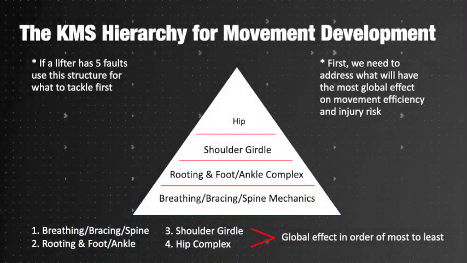And you'll notice in this story, what did I start with? Breathing, bracing, trunk stability. And that is the top of the hierarchy for movement development, or our hierarchy for movement pattern intervention, however you want to verbalize it. Top of the hierarchy is breathing, bracing, and spine mechanics, and for very good reason. Your ability to stabilize here is the most important facet of all loaded movement, especially axial loaded movement.